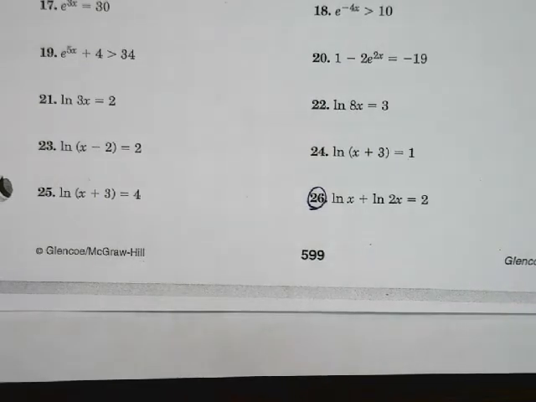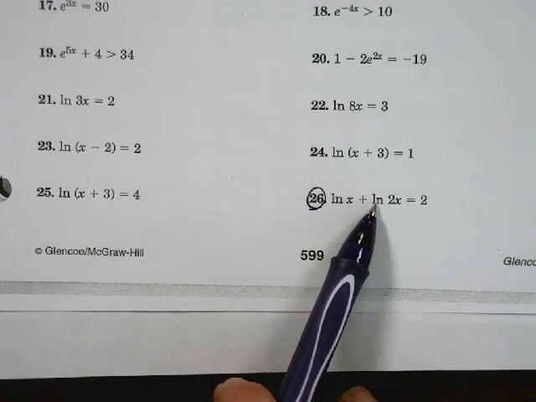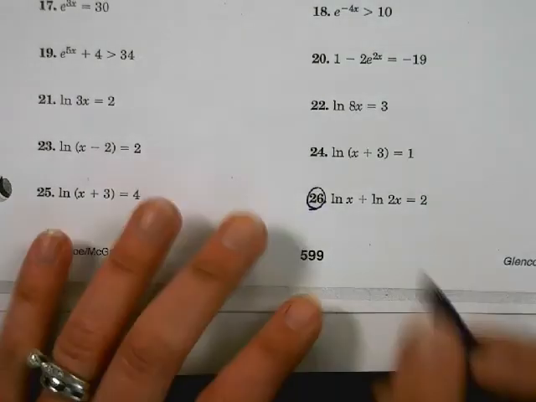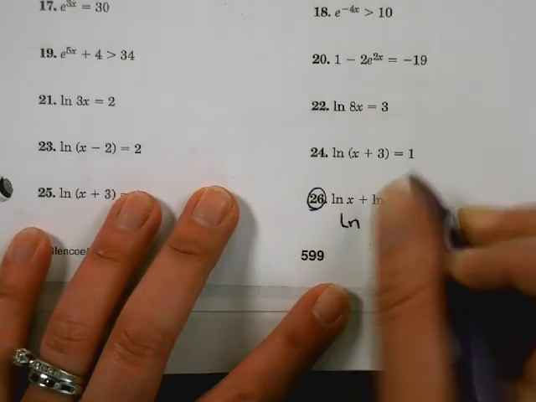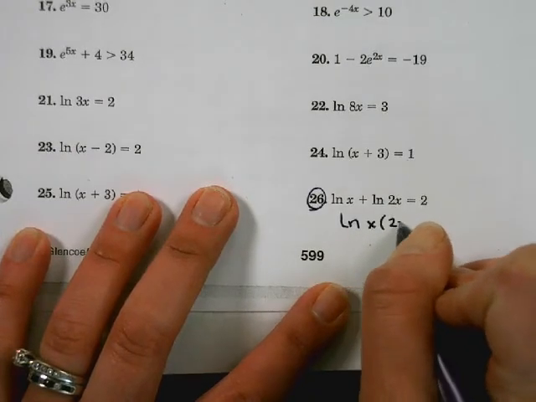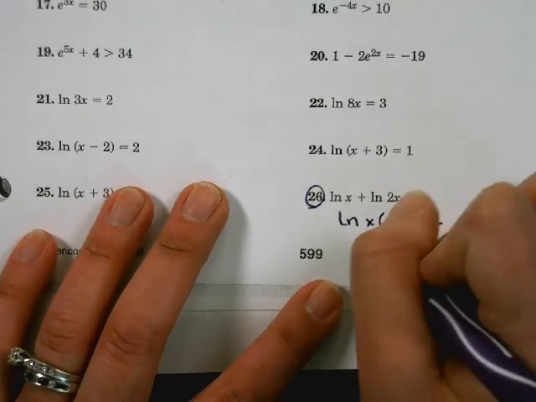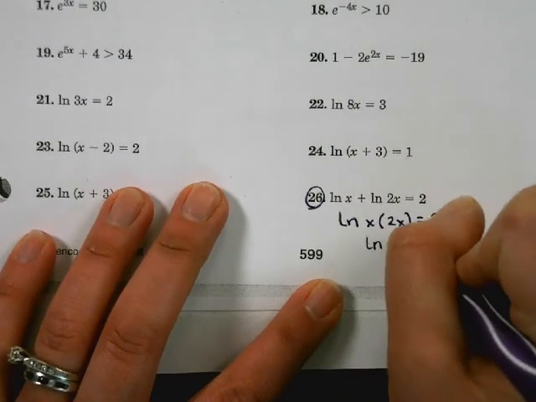It says the natural log of x plus the natural log of 2x is equal to 2. Ooh, what do you think? Careful, we've got a plus sign right there. How do I squish with pluses? Multiply, right? Multiplication. Nice job. So really, this guy means the natural log, our log rules still apply, of x times 2x. Or the natural log of 2x squared equals 2.